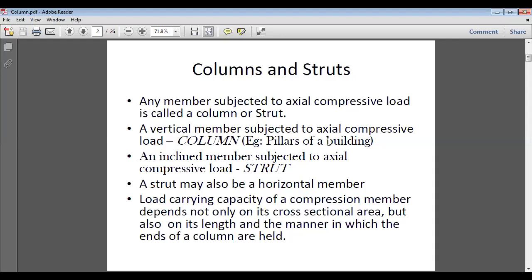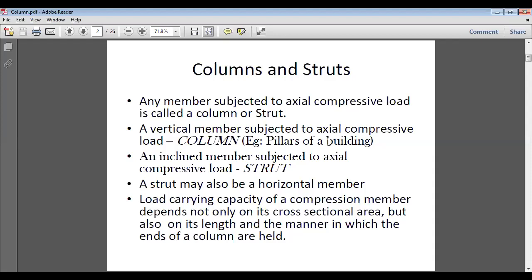So we see a number of columns in machines, and pillars in buildings, and many other places. So column is a vertical member, whereas strut is an inclined member. Strut is an inclined member, so it is not completely vertical, it is slightly inclined, maybe 20, 30, 40 degrees or whatever, but it is not 90 degrees from the horizontal. So this is the difference between column and strut. Strut may also be a horizontal member. It is not compulsory that strut must be vertical. It may be a horizontal member also.